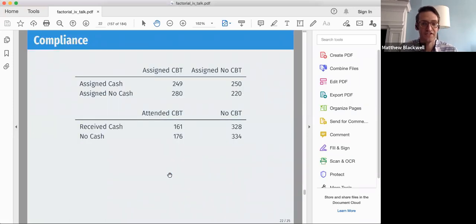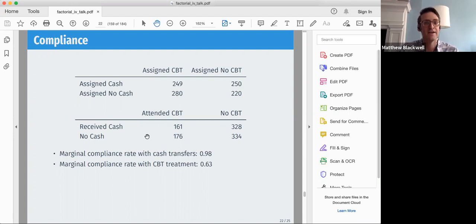Okay, so this is just the crosstabs of both assignment and actual uptake for this experiment, for the people that actually receive cash and intended cognitive behavioral therapy. The marginal compliance rate with the cash treatment is, like I said, 98%, which is very good. I guess it's surprising that it's not higher, because it was actually a significant amount of money.